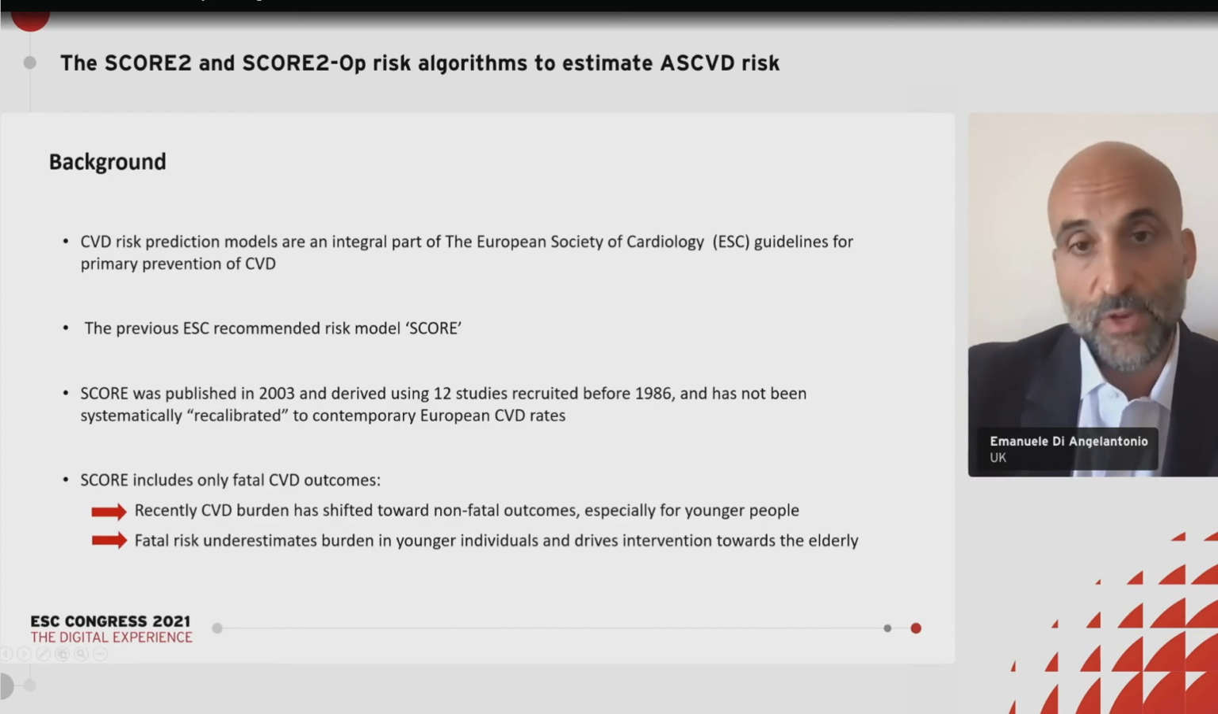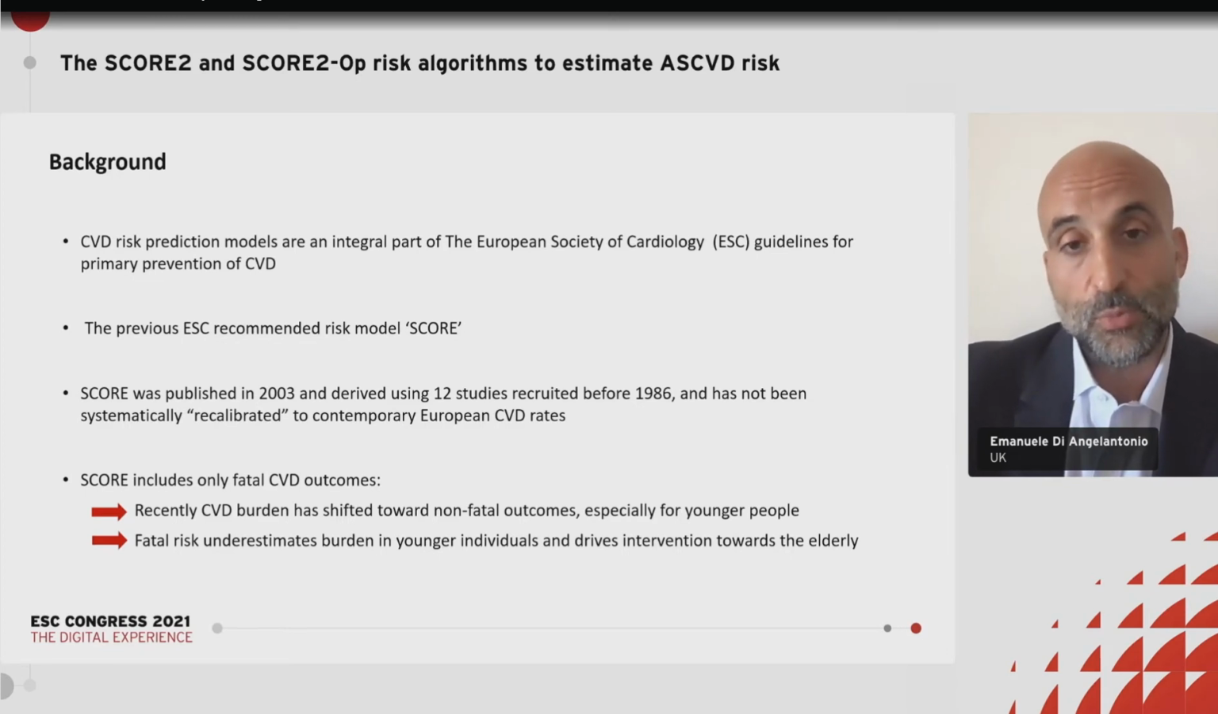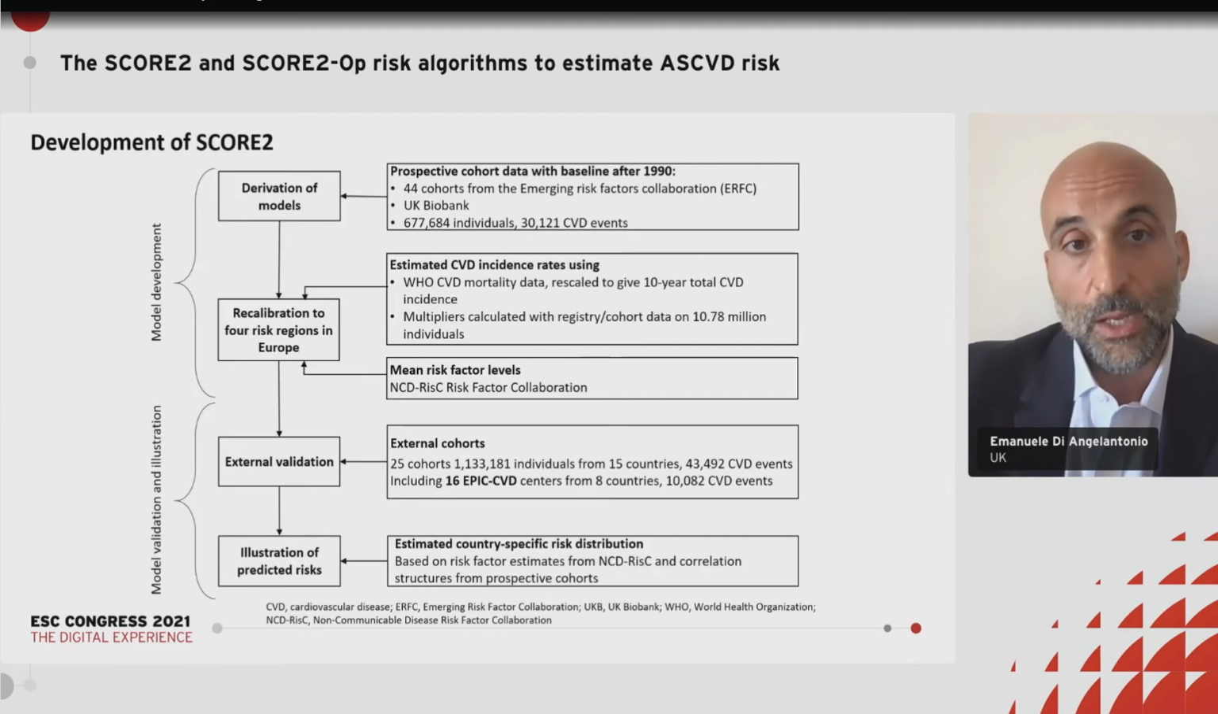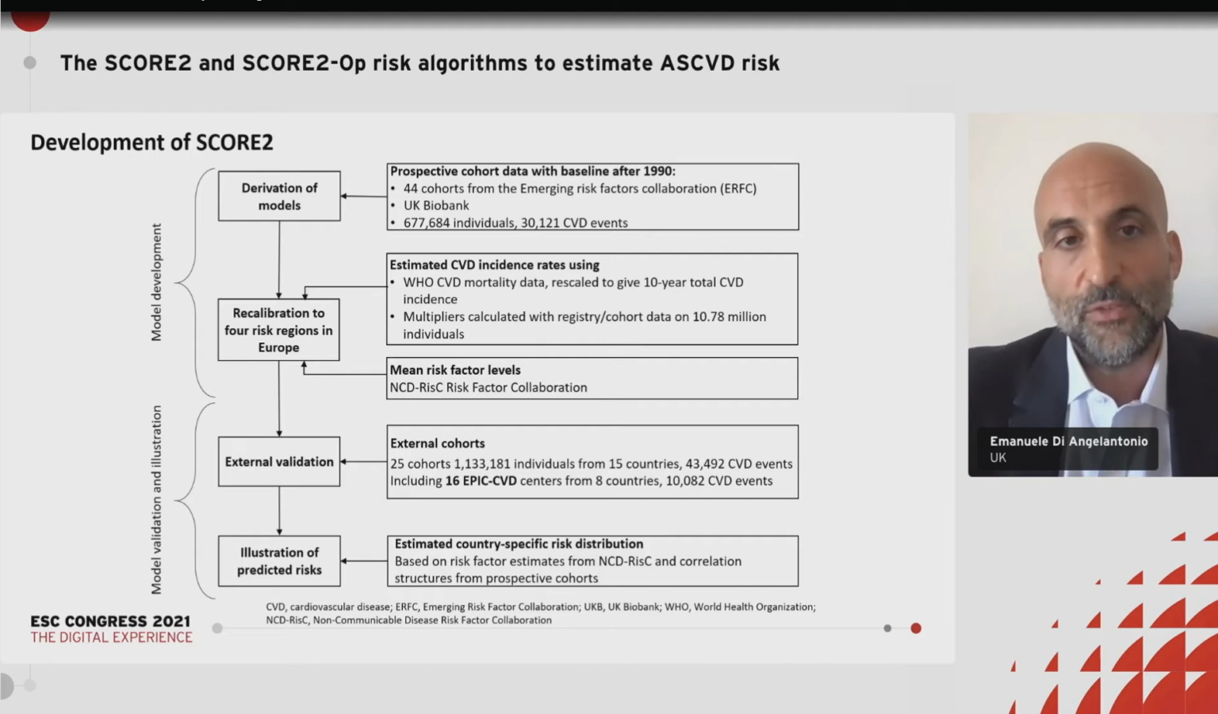And so with this motivation, the SCORE2 working group and the CRC collaboration came together to define and develop the SCORE2 algorithm. This is similar to what Lisa presented. This is the model in which we derived, validated and illustrated SCORE2. As you can see, there are different steps in our development. The first one was about the derivation of the cohort, and I'll illustrate in a second which data we have been using.